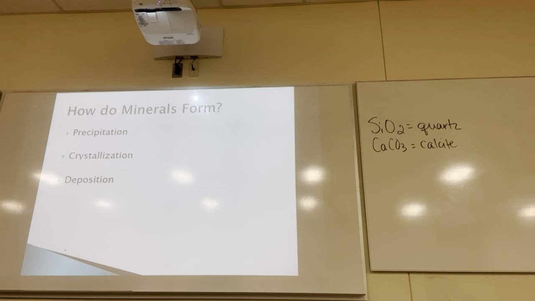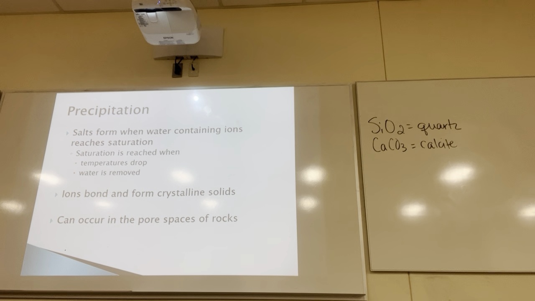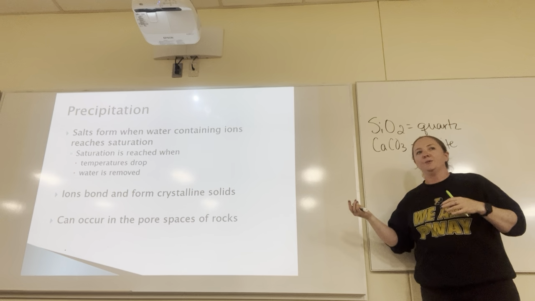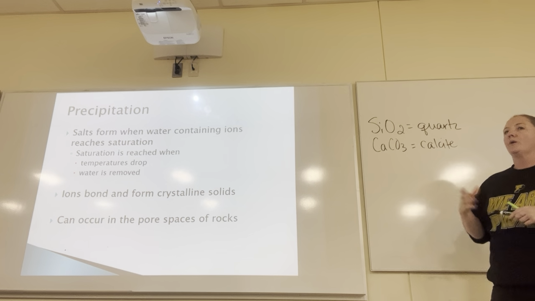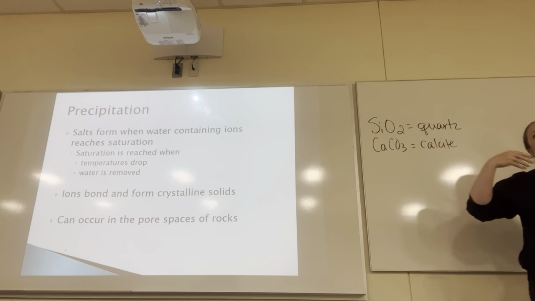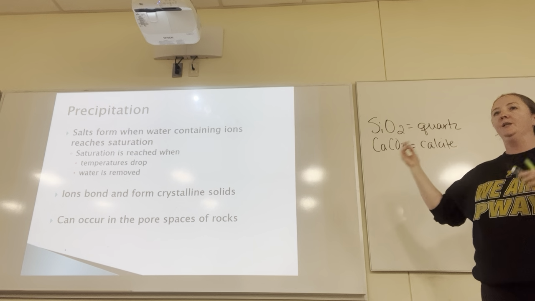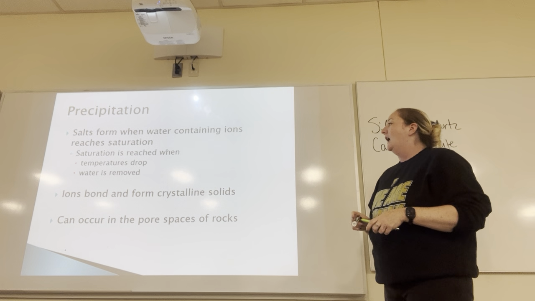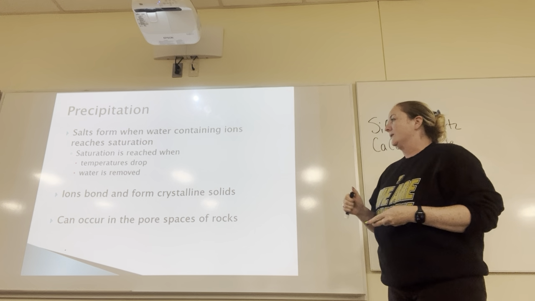Precipitation occurs when salts form, when you have water with ions that is going to reach saturation. It can do this for one of two ways. Either temperatures can drop, which means that the water can't hold as much material as it used to, so things precipitate out, or water could get removed. Maybe evaporation occurs, some water is removed from the system. Now whatever is left is not enough to keep all of those ions dissolved, so they precipitate out of solution. Ions in this case are going to bond to form crystalline solids.